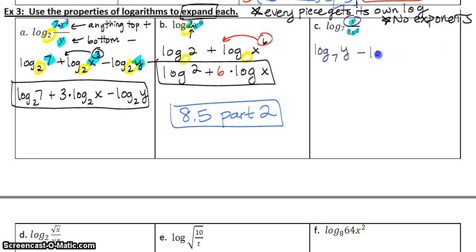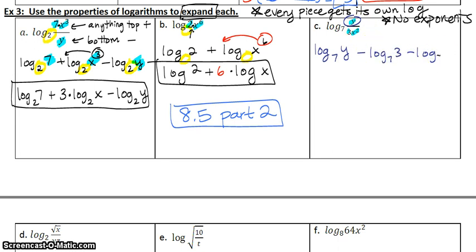An alternative way of thinking about it really quick, let me show you. You could think of it like this. But then when I split up the log statement, I would get the same thing anyways. So the shortcut just is, if you have two pieces on bottom, both of them are negative.